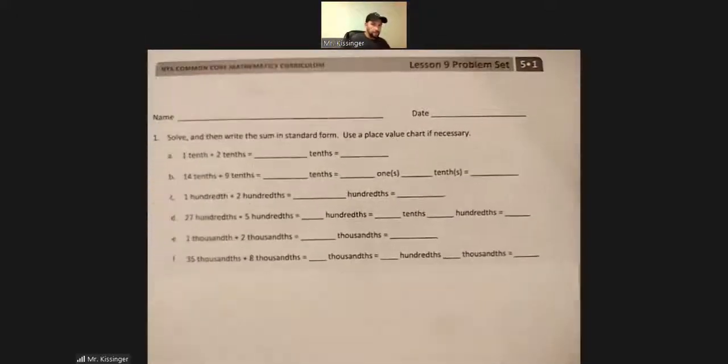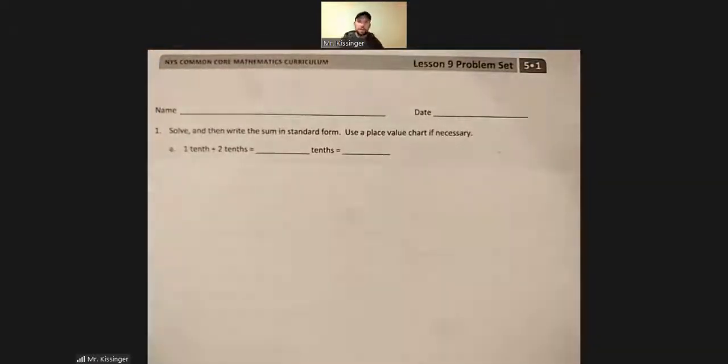So let's look at the beginning of our page here, and I'm going to use a little bit of extra paper because it didn't give us a whole lot of room to work here, and I want to be able to draw some of these place value charts to help us understand how this works a little bit better. It says solve and then write the sum in standard form. Use a place value chart if necessary.